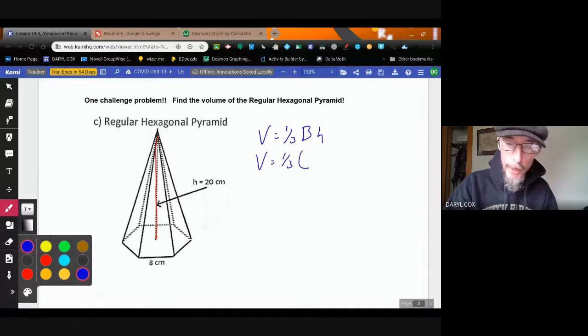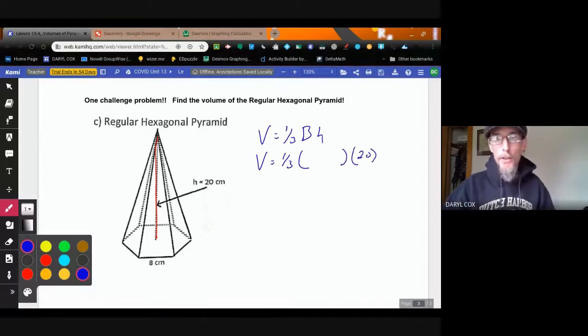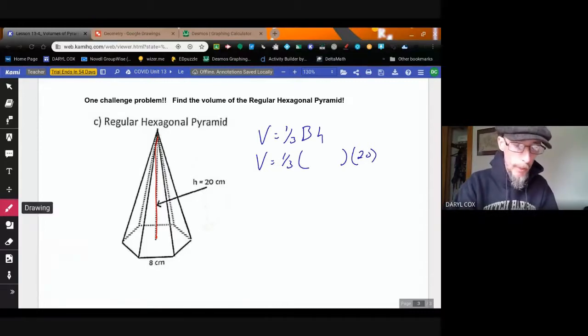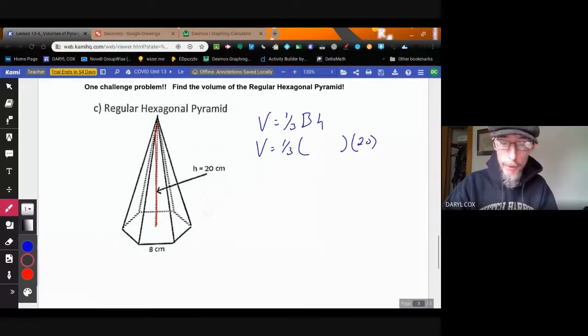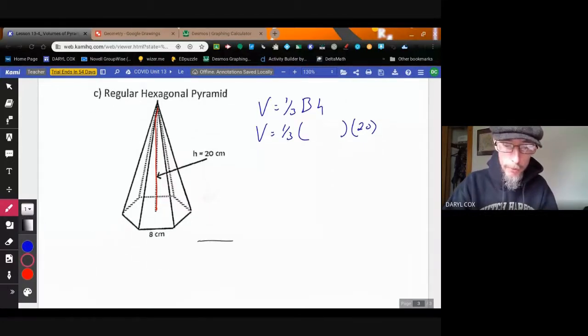One-third, whatever the area of the base is, times 20. The catch is getting that area of the base. So let's go off to the side and work with that hexagon. In fact, I'm going to redraw my hexagon as best I can anyway. So here comes my hexagon.